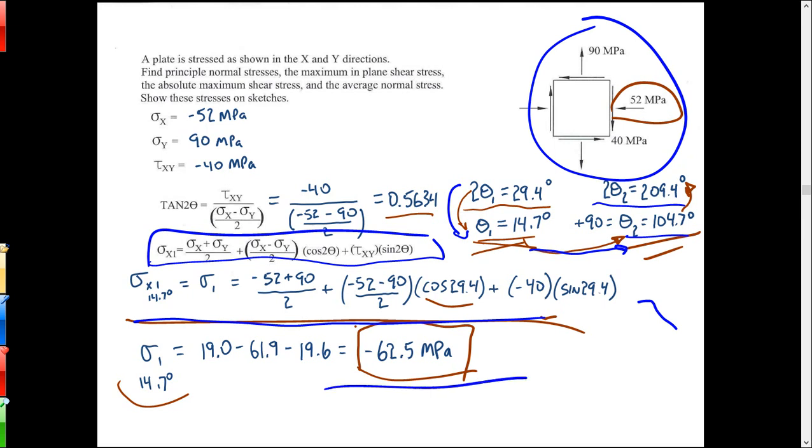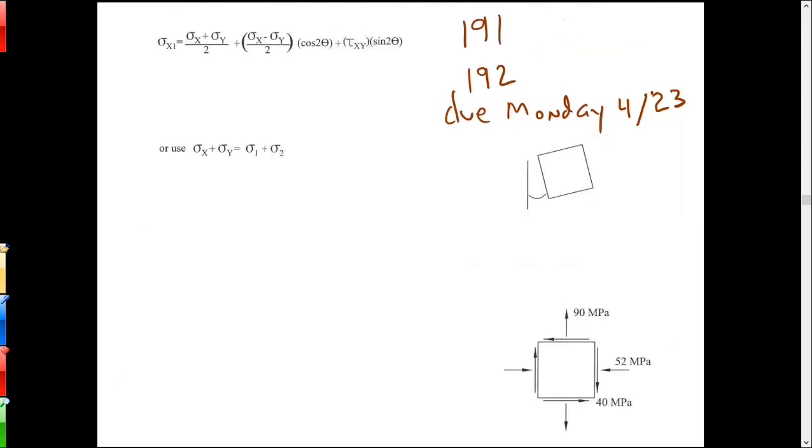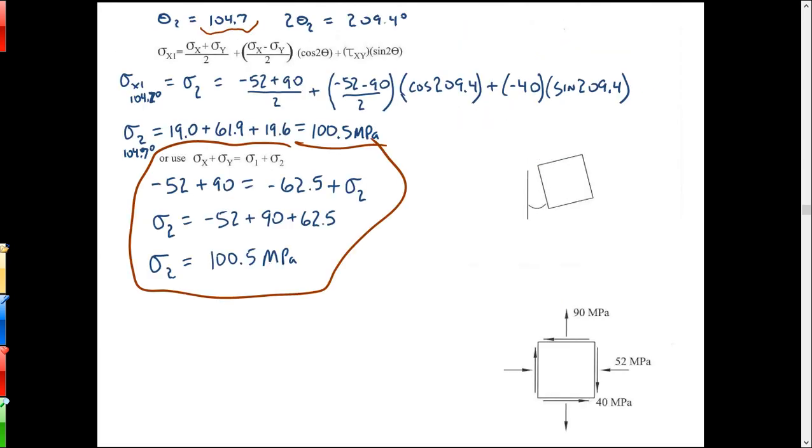All right. So there's negative 62.5. That's the biggest compressive stress right there. And that occurs at 14.7 degrees. Okay. And then you can find the second angle by adding 90 to the first one. So that's 104.7. You double that one up, and you get 209.4. You plug that into the general formula, and you get 100.5. That occurs at 104.7. That's the other principal stress. That's the biggest tensile stress.